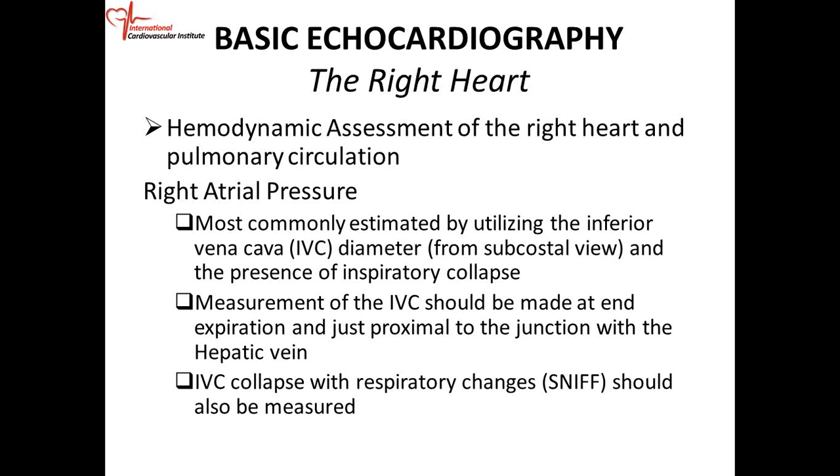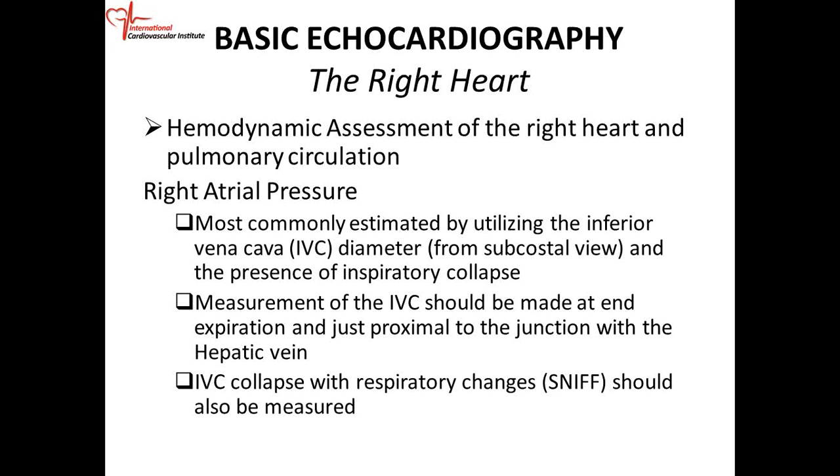We look at the IVC, the inferior vena cava. So you have to be able to identify the inferior vena cava. If you look at a normal patient, that inferior vena cava collapses and dilates, collapses. That's a normal respiratory variation in the inferior vena cava. It collapses in inspiration and it dilates in expiration. So you have what we call an inspiratory collapse, and that's normal. It's supposed to collapse almost to obliteration in inspiration, and then in expiration it dilates.